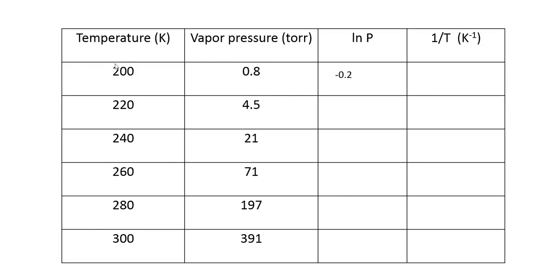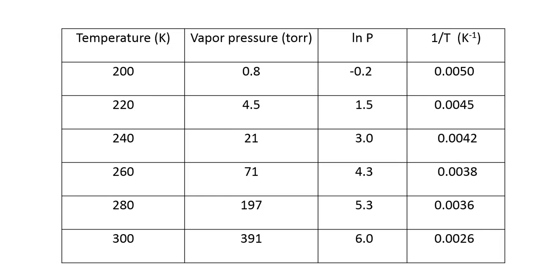If you take 1 over 200 for 1 over T, the answer will be 0.0050. If we do the same thing, the natural log of 4.5, we find that it is 1.5. 1 over 220, we find that it is 0.0045. If you keep on repeating this process, this is what we get for all the values. So we are starting with minus 0.2 here all the way to 6.